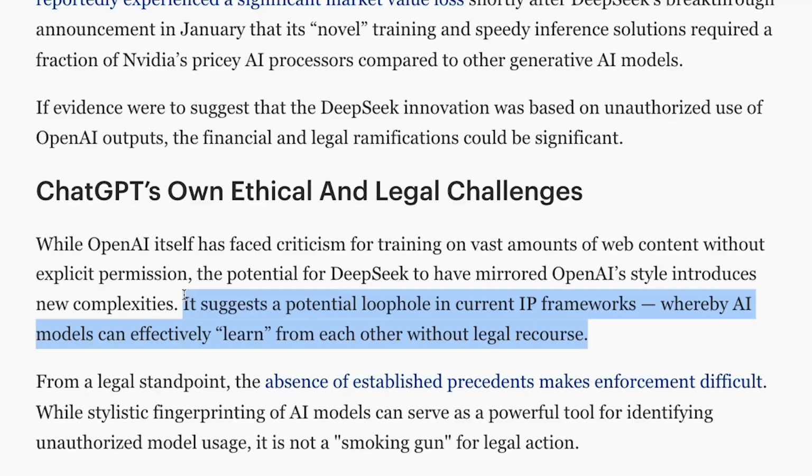Drop shipping AI. We have a quote up on the screen. It suggests a potential loophole in current IP frameworks where AI models can effectively learn from each other without legal recourse. I mean, you can scratch that and go one step further, where there's a lot of criticism of OpenAI themselves using data that we're not even sure they're supposed to have the right to use. Yeah, we have their models. 100%.